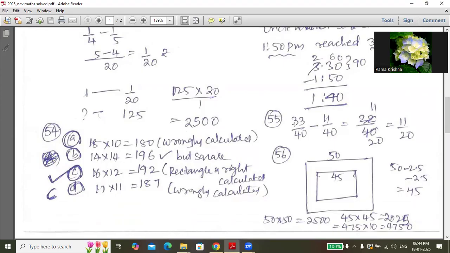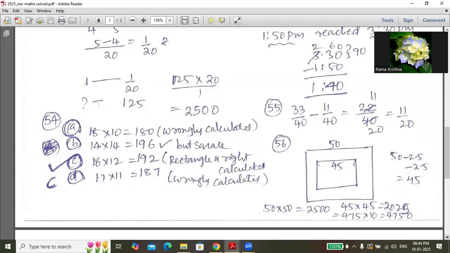Next, 55 question, very simple, like fractions. Here you see, whenever you have a question like this, you have to do the subtraction. When you do here, it will be 22 by 40. When you do the cancellation, this is 11 by 20. So this question is very simple.